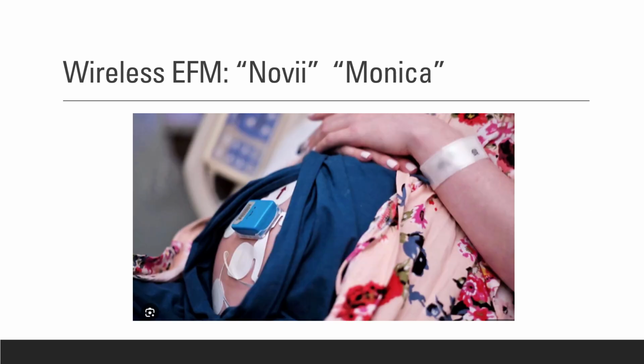And then you may also see wireless electronic fetal monitoring on the units. We call this the Novii or the Monica. What's nice about this is that there's no actual toco or sono, and there's no cord connected to a machine. Everything is wireless. These are very, very expensive, so there's usually just a few of these on the floor.